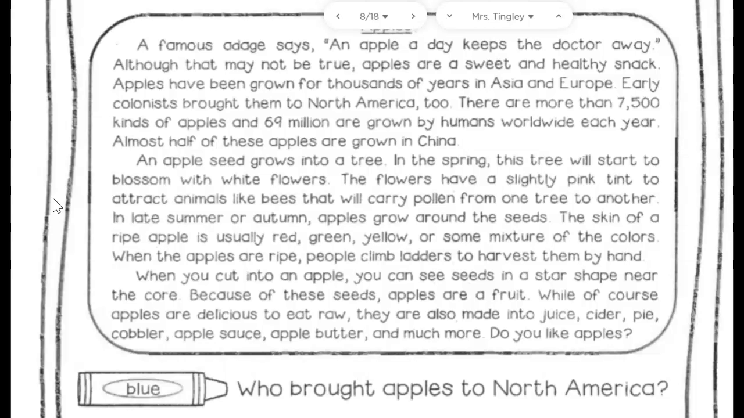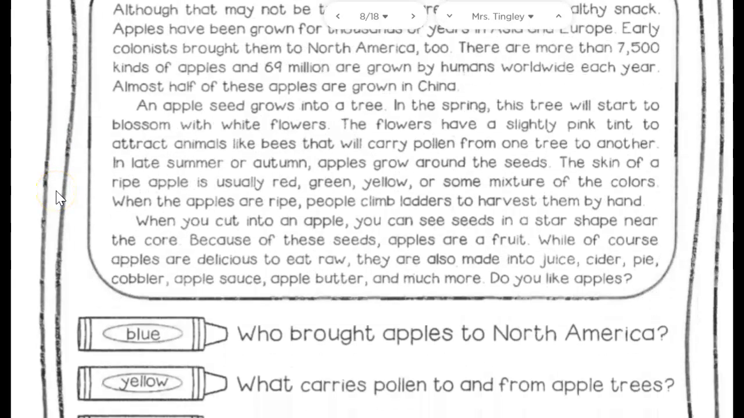The skin of a ripe apple is usually red, green, yellow, or some mixture of the colors. When the apples are ripe, people climb ladders to harvest them by hand. When you cut into an apple, you can see seeds in a star shape near the core. Because of these seeds, apples are a fruit. While, of course, apples are delicious to eat raw, they are also made into juice, cider, pie, cobbler, applesauce, apple butter, and much more. Do you like apples?